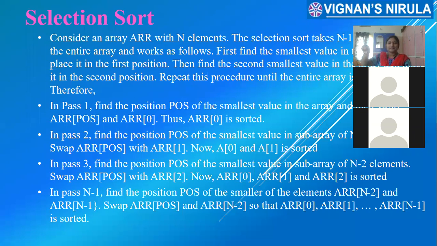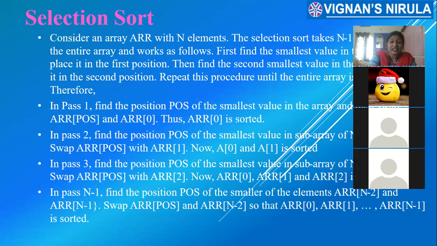Yes, ma'am. Now you need to calculate the smallest value from array of 2 to array of n minus 1. Let us call the index at which that smallest value existed as position. Now you need to swap array of 2 with array of position, isn't it? That is how the selection sort is working. If you understand this process, it's okay for you. The selection sort is over.